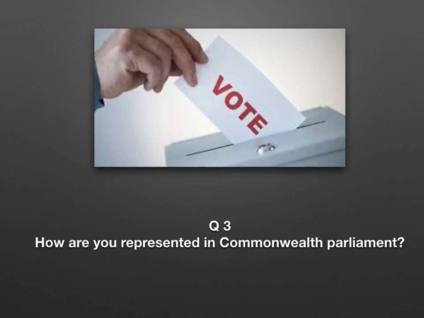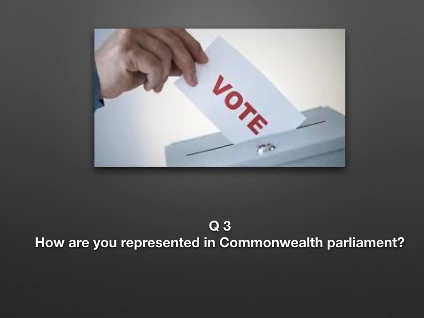So if you look at how you are represented in the Commonwealth Parliament, you are represented by 1 House of Representatives person, and if you live in a state, then you're also represented by 12 senators. Or if you live in a territory, like the Northern Territory, you're represented by 2 senators. So people in the Northern Territory are represented by 3 people in the Commonwealth Parliament. I come from Western Australia, a state. I'm represented by 12 senators, 1 House of Representative person, which is 13 people.